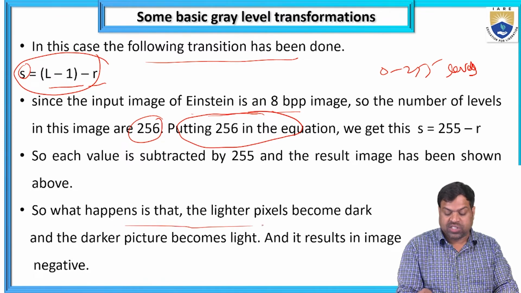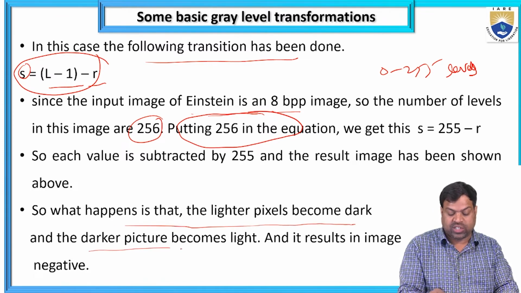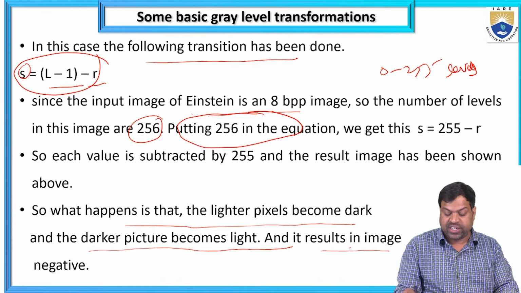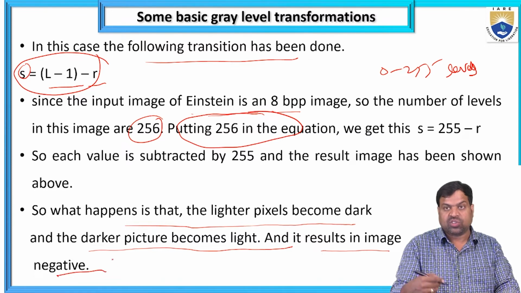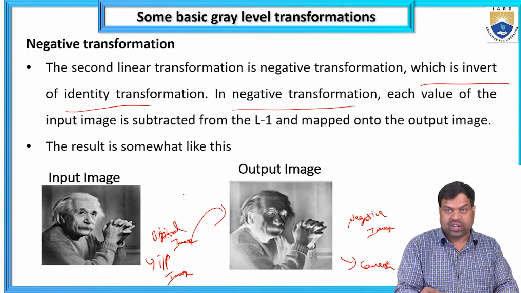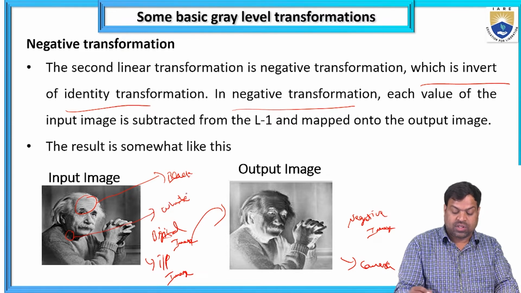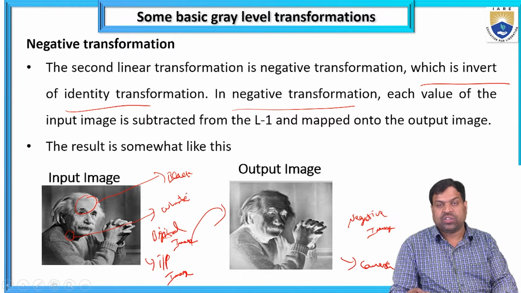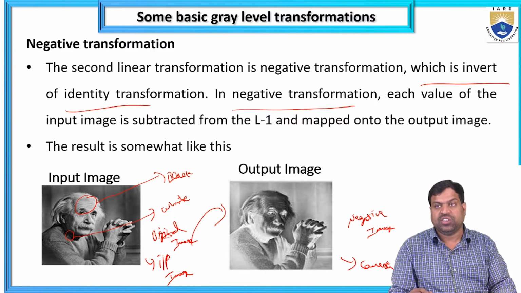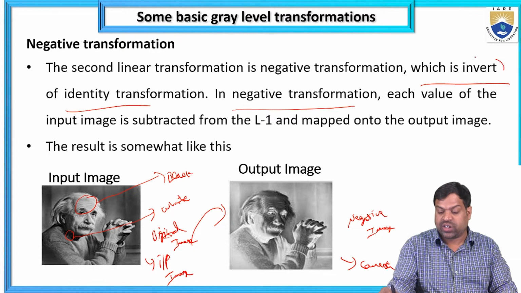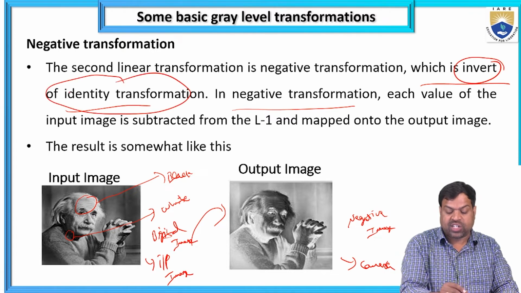So what happens is that the lighter parts of the picture become dark and the darker parts become lighter, and it results in an image negative. So it is inversely proportional. Wherever whitish is there, it is converting to black. Wherever blacks are there, it is converting to white. Negative means inverse. It is an inverse transform, inverting the identity transformation.